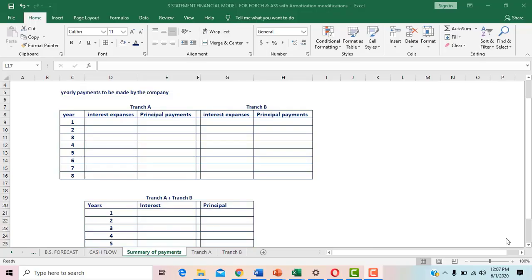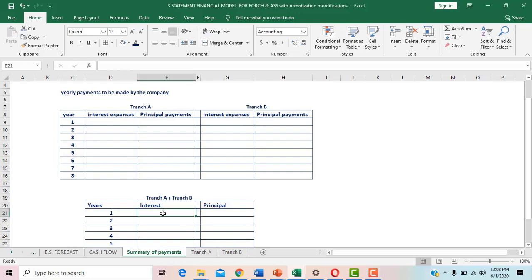Hello and welcome back. Here we're going to do a summary of tranche A and B loans payment. This lower part of our summary is going to show how the interest and principal of tranche A and tranche B is going to appear in our income statement and balance sheet.